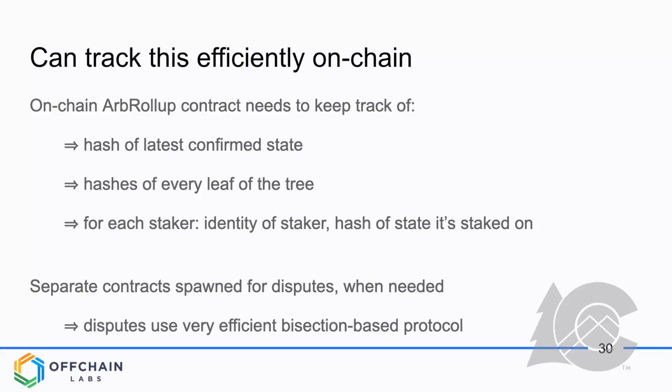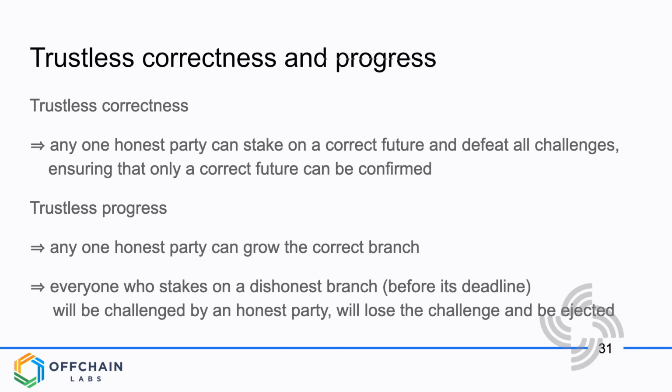The rest of it can be proven or checked as necessary from those hashes. When there's a dispute, there's a separate contract that's spawned for that when needed. We don't worry too much about the cost of that because the malicious party is going to lose a giant stake, and that is going to pay for dealing with that contract.